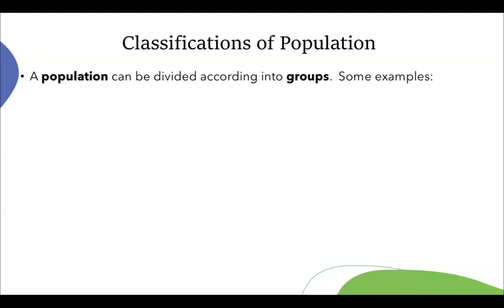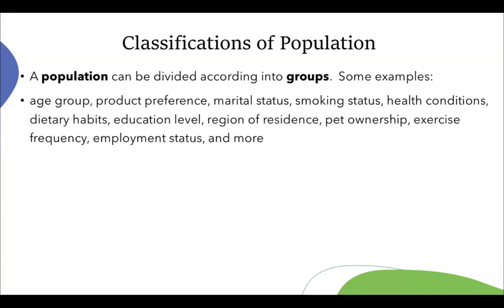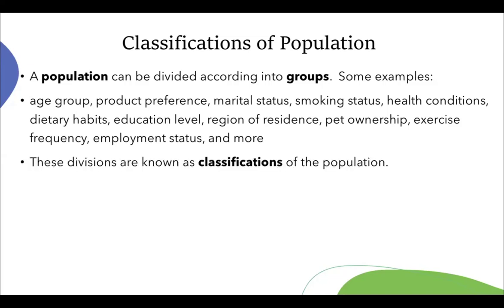When we think about a population, we could think about dividing that population into groups. Examples of this could be age group, preference of a particular product, marital status, smoking status, health conditions, dietary habits, education level, region of residence, pet ownership, exercise frequency, employment status, and more. We can also call these groupings classifications of the population.